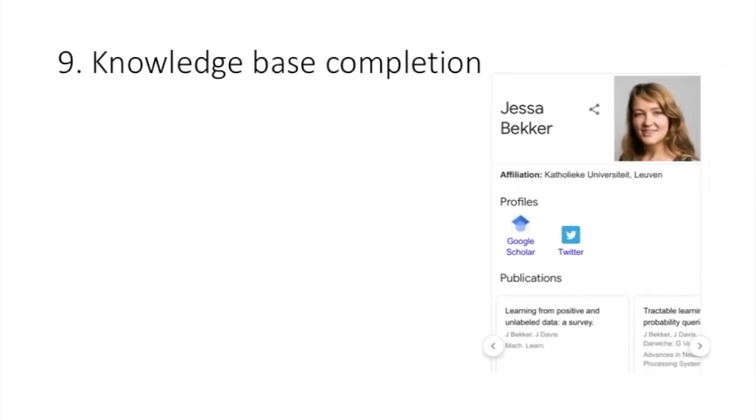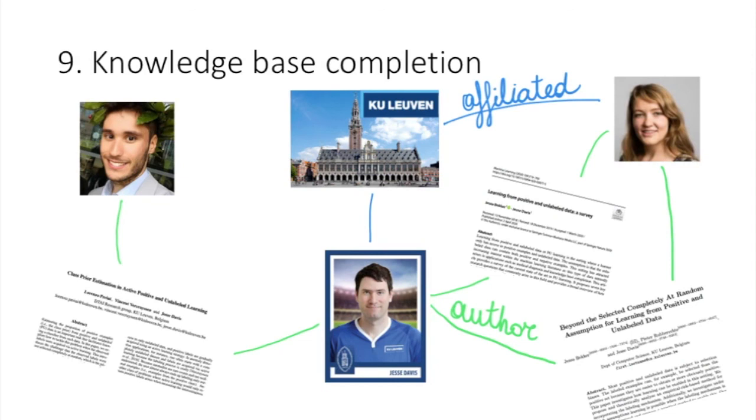Source number 9, knowledge base completion. Knowledge bases are used to organize knowledge, which can then be retrieved in a structured way. The Google Knowledge Graph, for example, is used to compose the knowledge panels that are shown when you search for famous people. The knowledge panel is generated from the knowledge graph, which looks like this. It consists of entities like people or universities or papers that are related to each other, that are connected through relations like here I am affiliated with KU Leuven and I am the author of several papers of which Jesse is also an author.